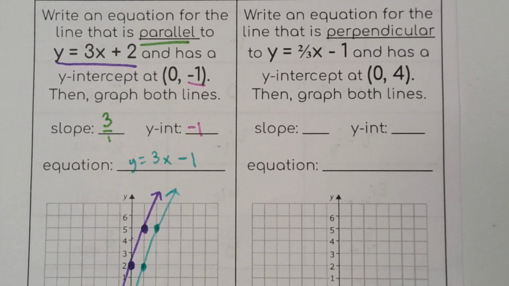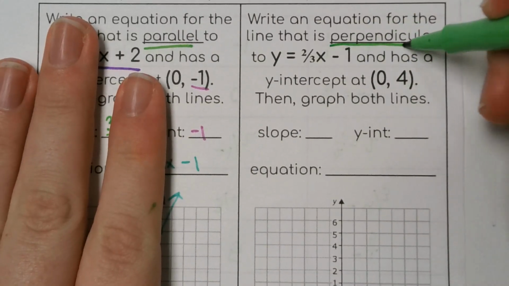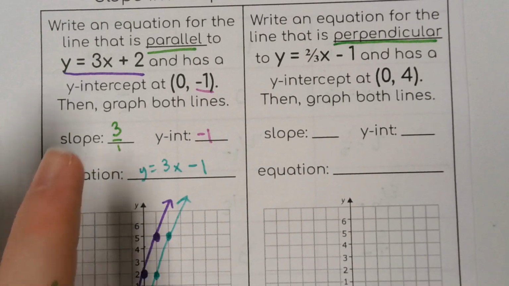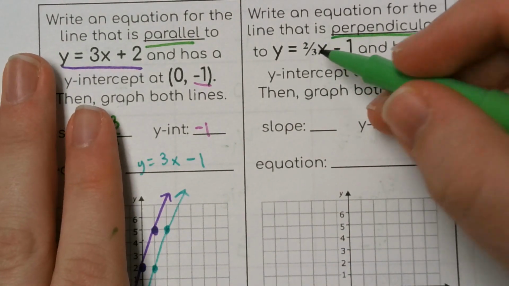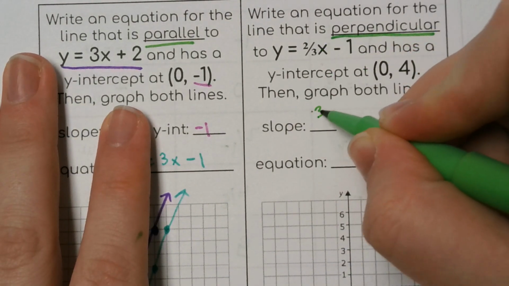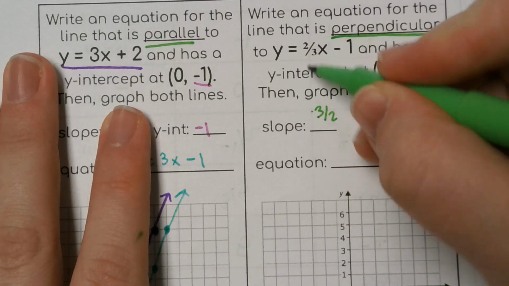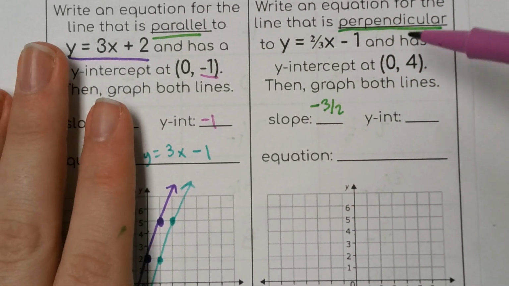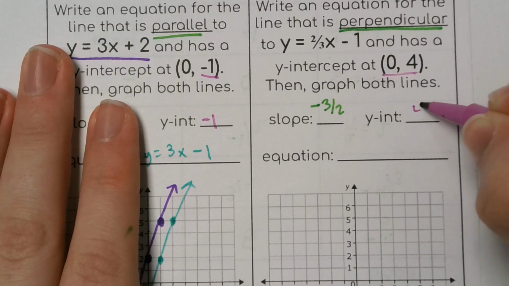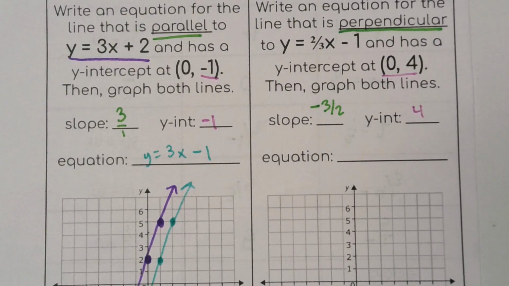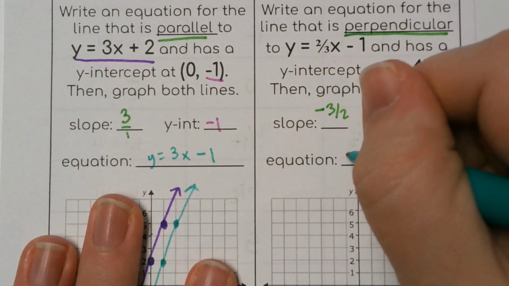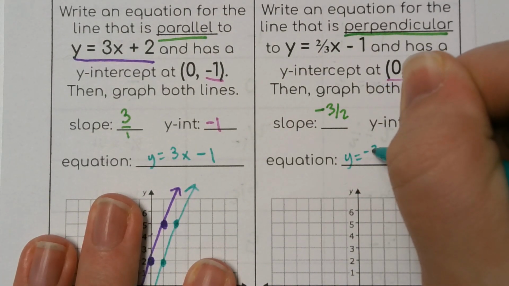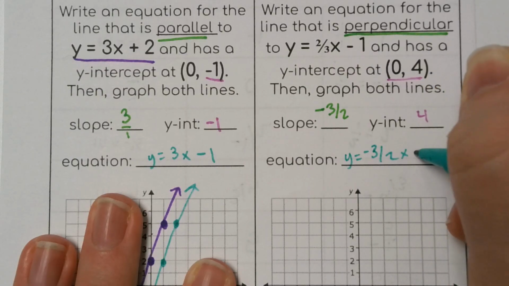Alright, next one, we want a line that is perpendicular. Perpendicular means I have to do something with my slope. We have to flip it. So it's 2 over 3 now, we flip it to 3 over 2. And then since it's positive, it becomes negative. And then a y-intercept at (0, 4). Therefore, my equation should be y equals negative 3 halves x plus 4.